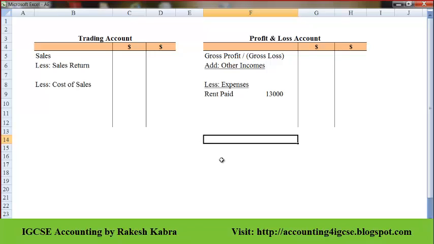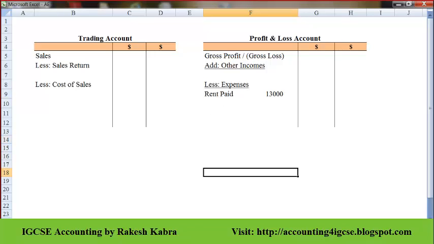Now see, to decrease the expense, what adjustment entry will I pass? So what is the rule? Increase in expense is debit and decrease in expense is credit. So it means I need to credit the expense account. Rent account will be credited with how much amount? 1,000. And which account will be debited? Prepaid rent. This account will be debited with how much amount? 1,000. So this is the adjustment entry.